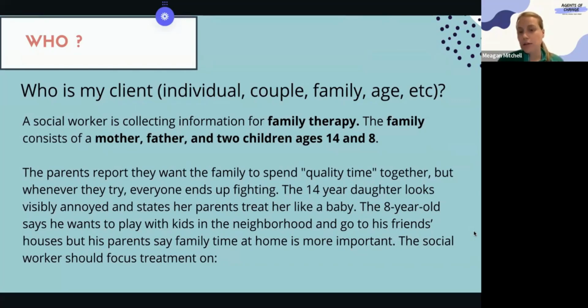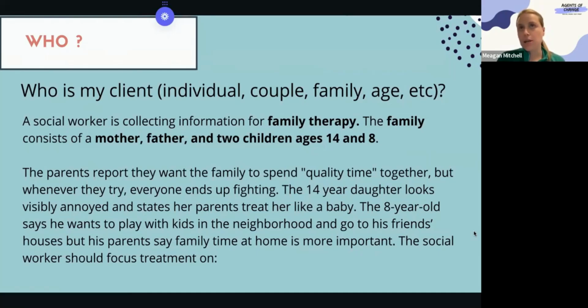So by telling us that there's a 14-year-old, we know what developmentally we should expect of a 14-year-old, right? Adolescent, peer pressure, wanting to be with friends, defiance against family. And then we know the other child is 8, school aged, wanting to be with friends, right? Starting to gain independence. So age matters.